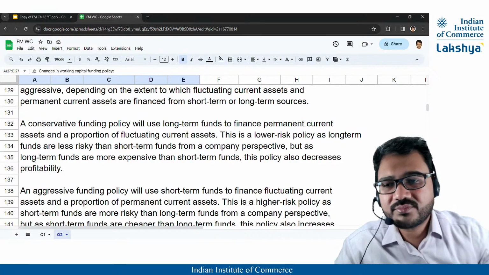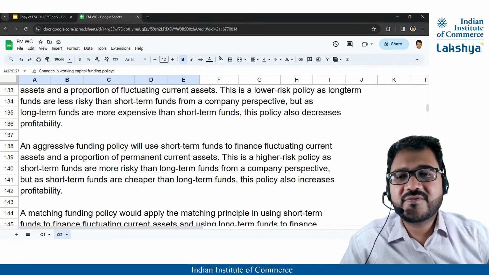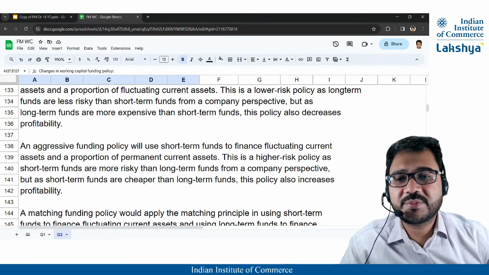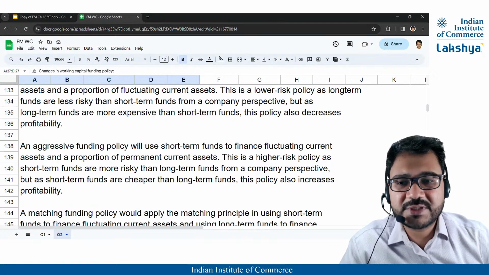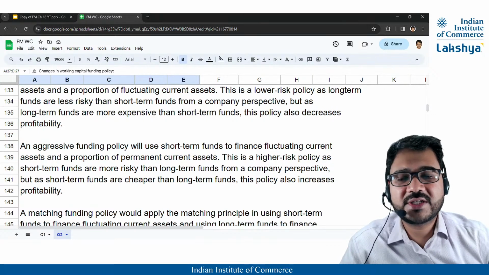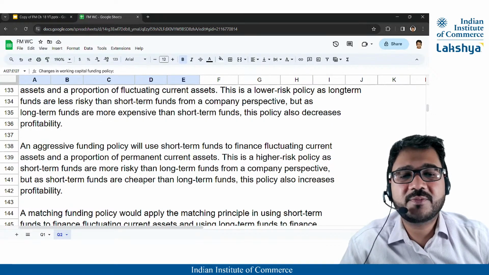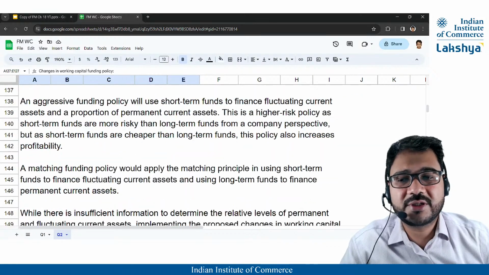Liquidity. Okay. So an aggressive funding policy will use short-term funds to finance fluctuating current assets and a proportion of permanent current assets. This is a higher risk policy as short-term funds are more risky than long-term funds from the company's perspective. But as short-term funds are cheaper than long-term funds, this policy will increase profitability.